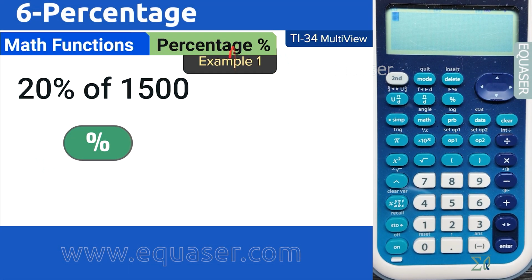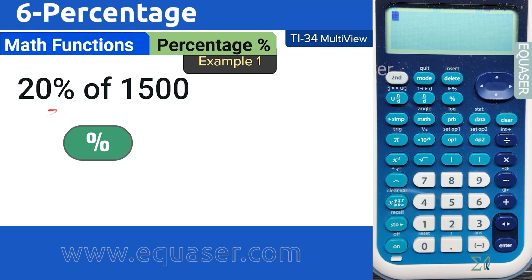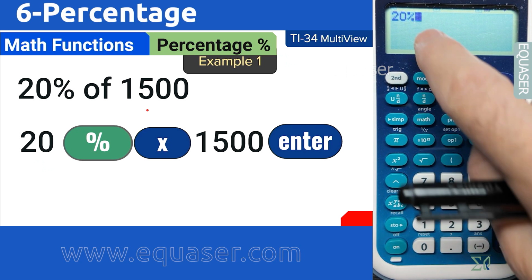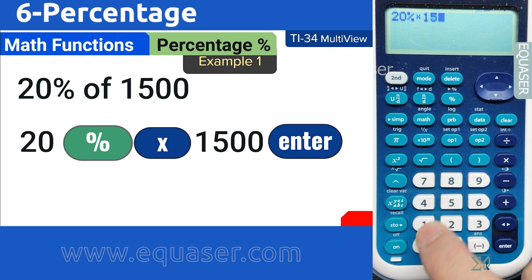So there are three main ways that a percentage question will be asked. First, what is 20% of 1,500? So you type 20%, this is a button, times 1,500 and enter. This is the answer, we got 300.